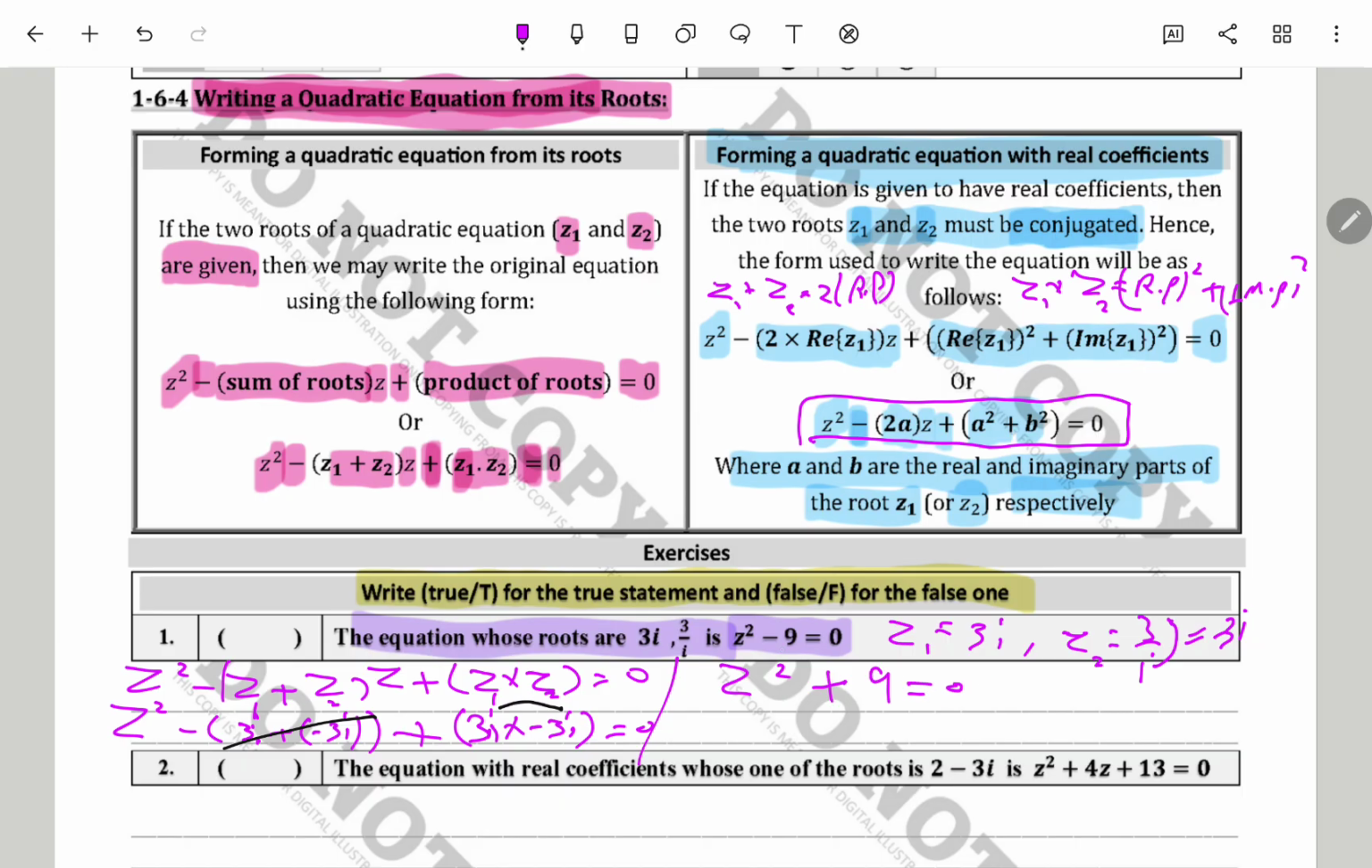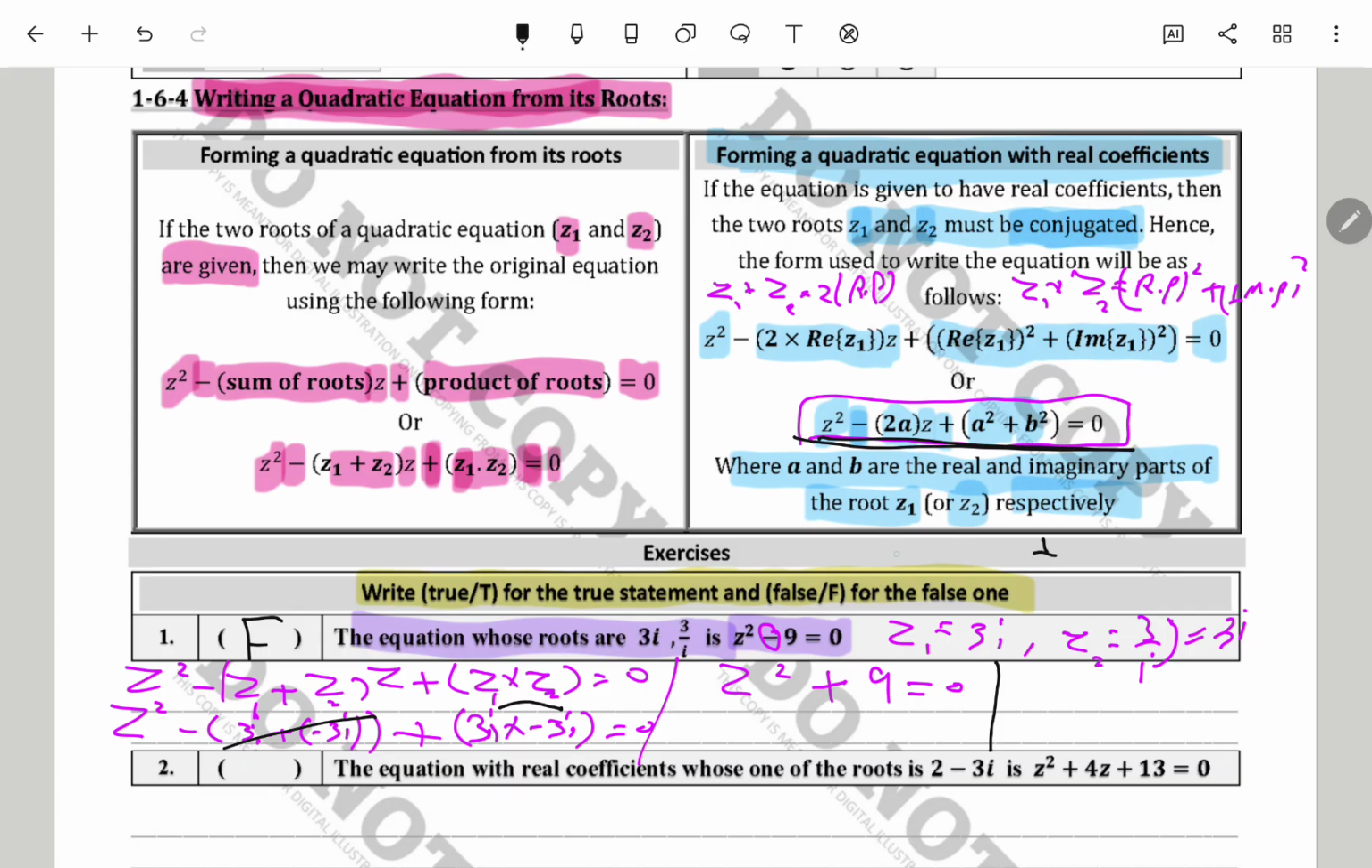If you compare your answer with the answer which is given in the question, you can see they are different. So that will make it false. So this statement is false. But if you would like to use the rule which is written here, z squared minus 2a, it works also. But I will give you another way to solve it easily by making this rule.